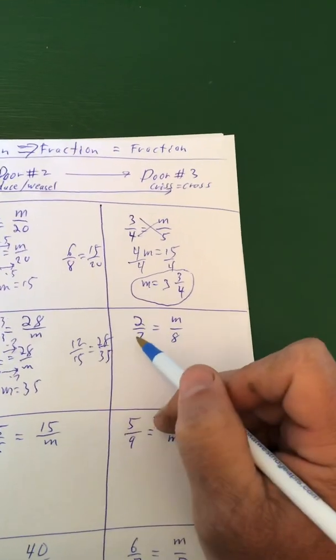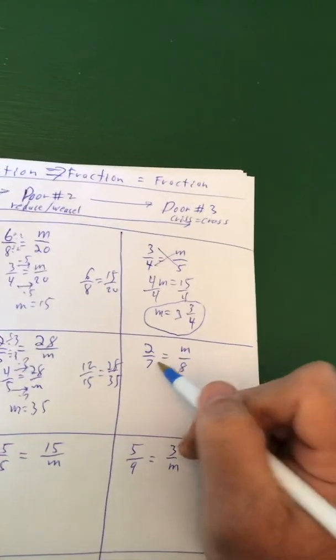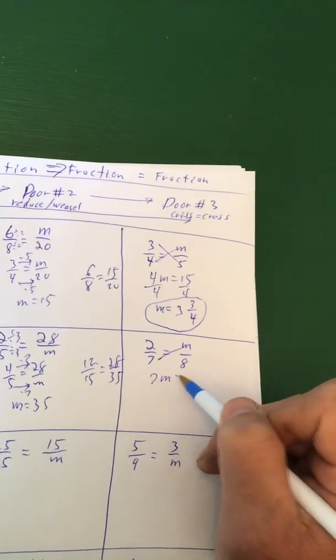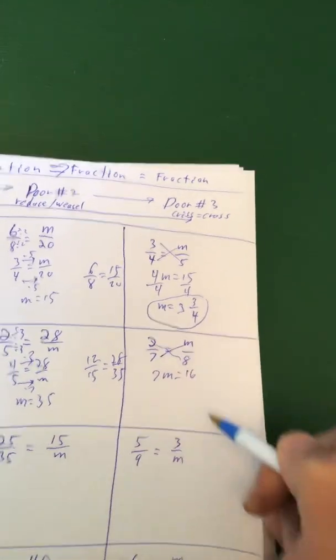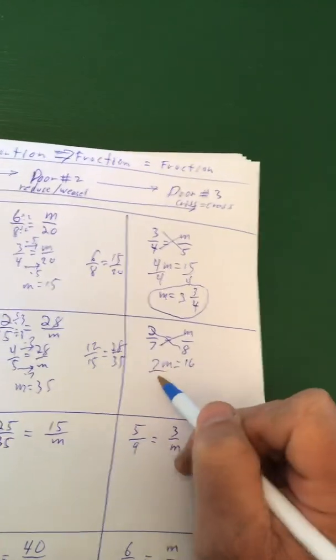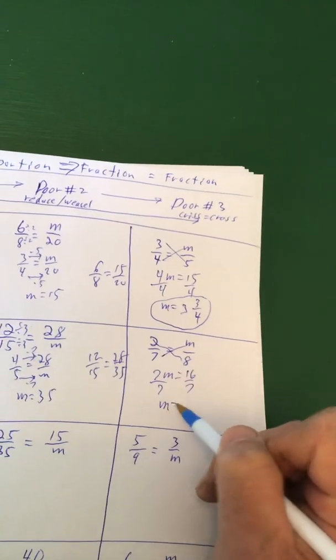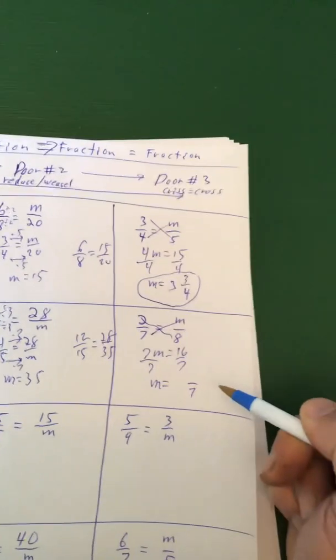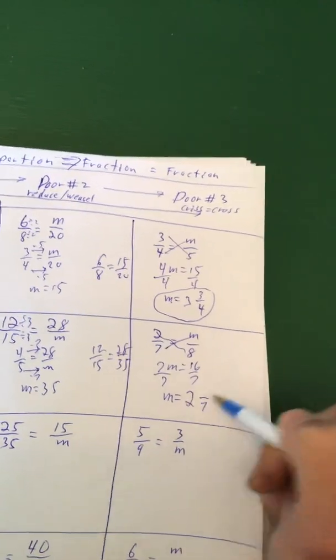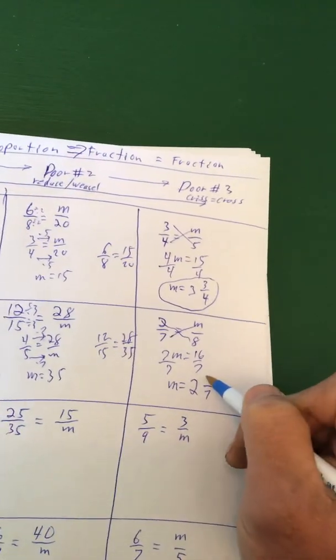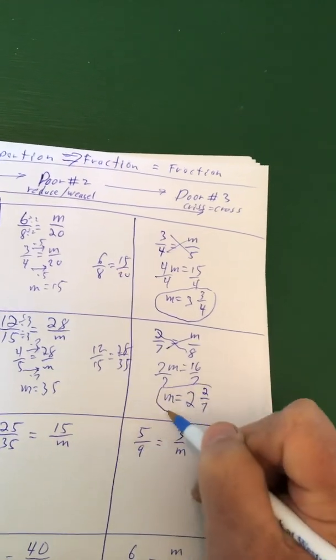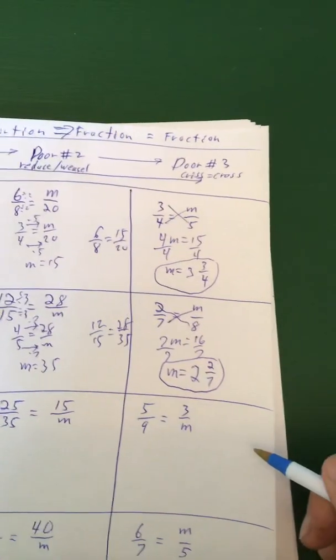So you can't get there, you're stuck with crisscross. 7m equals 16. So I'm going to divide both sides by 7, and the 7 stays 7. Well, 7 times 2 is 14, and 14 plus 2 is 16. There's my answer. So crisscross always works.